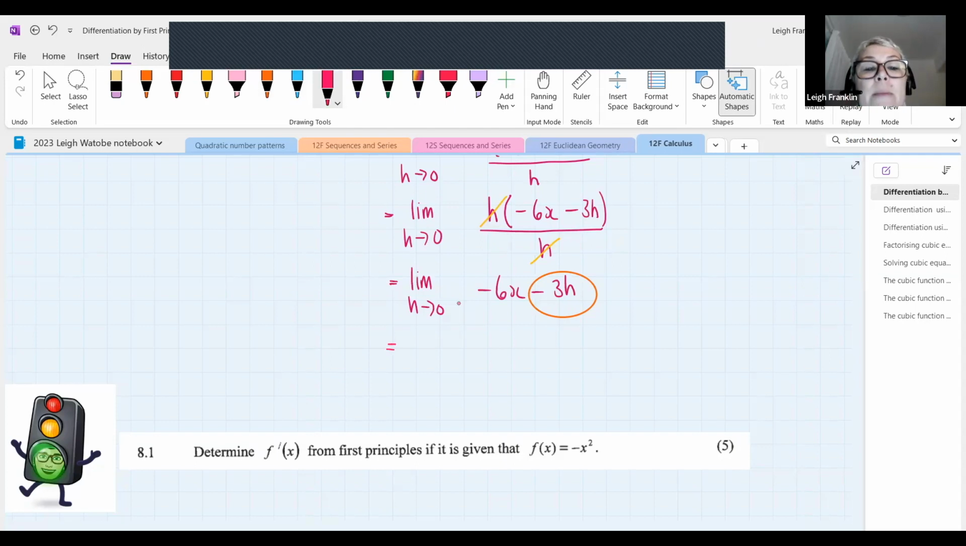Okay, I drop my limit notation and I write down that my answer is minus 6x. I don't know why my minus did that weird thing. Let's just put the minus in, even if it's in a different color, it doesn't matter.